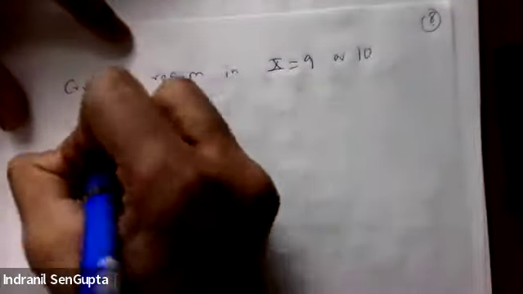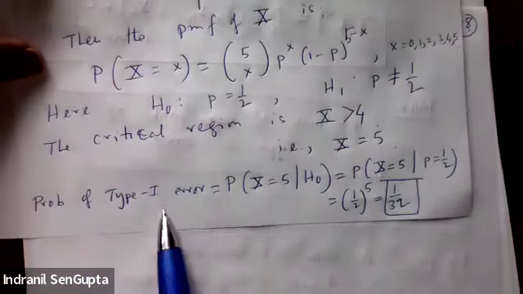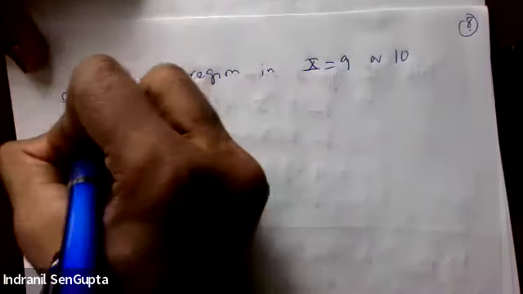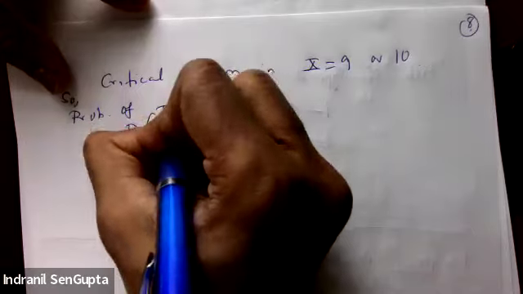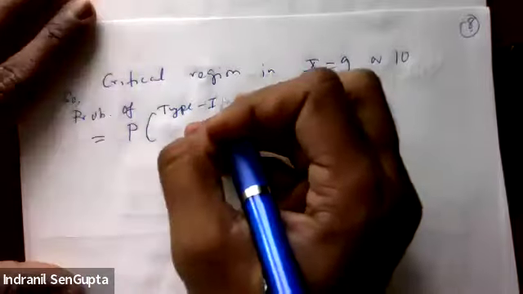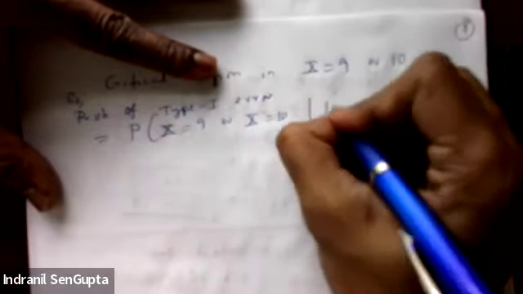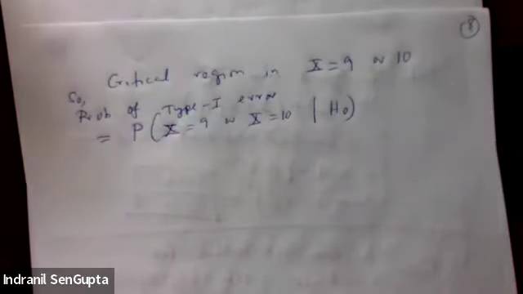So what is the probability of the critical region? I'm trying to see how I wrote this in the last problem. Probability of type 1 error equals this one, so let's use the same notation. The probability of type 1 error is equal to the probability that X is 9 or X is 10, given the null hypothesis is true.